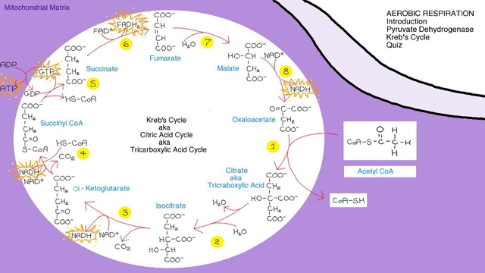The net production of energy-carrying molecules from the Krebs cycle is 3 NADH, 1 FADH2, 1 ATP, and some GTP because it's not quite 1 per cycle.